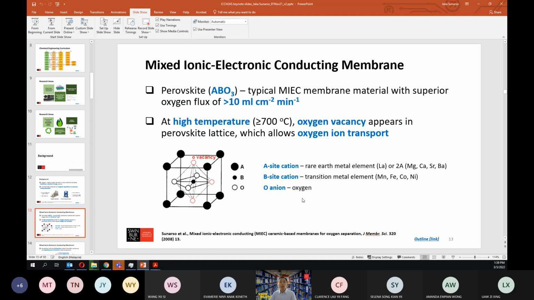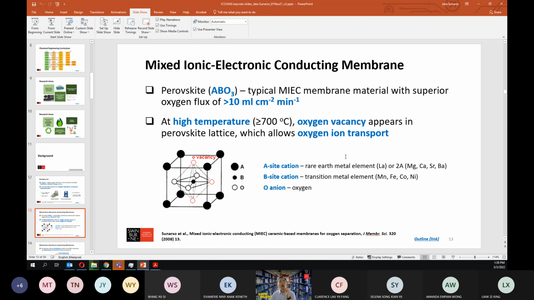Now, there is a new material. It's called the mixed ionic electronic conducting membrane. This type of membrane is new. The technology was developed around the end of the 1980s, but it has not matured yet. It basically uses a highly ordered oxide structure, oxide materials called perovskite. This is a promising membrane material because it has an oxygen flux of above 10 milliliters per centimeter square per minute.